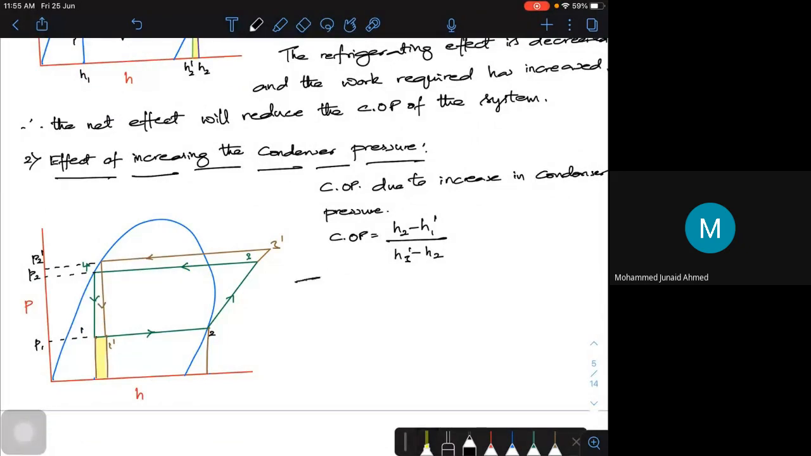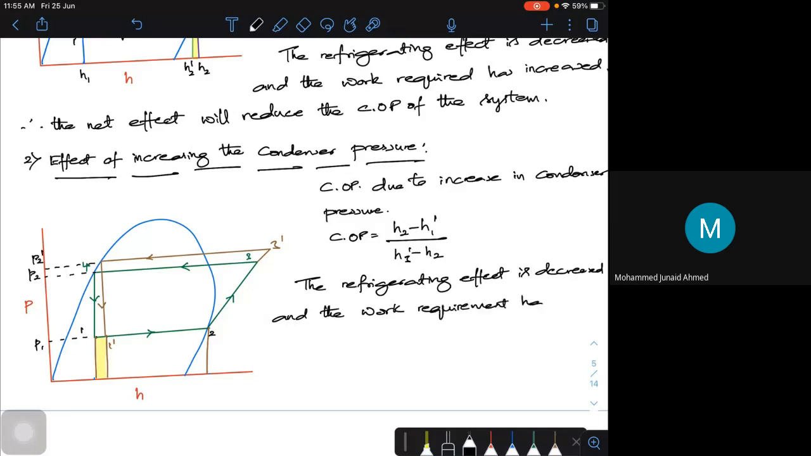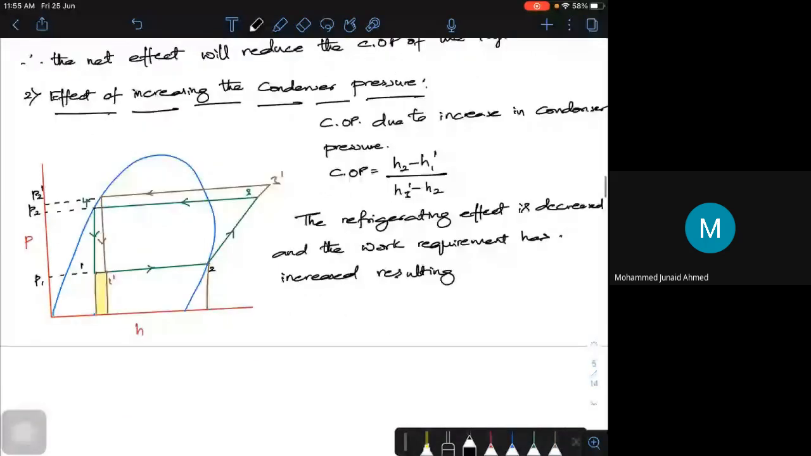The refrigerating effect is decreased, and the work requirement has increased, resulting in the net drop in COP of the refrigeration system.